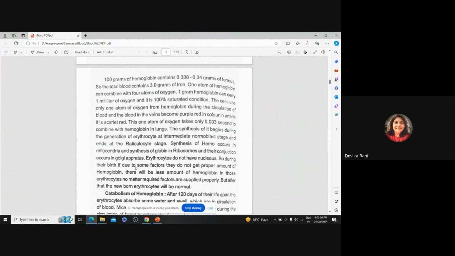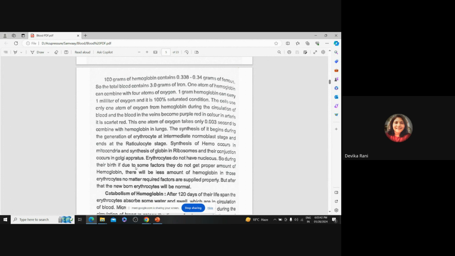Please remember this. What is the color of blood in the veins? When the blood becomes deoxygenated or impure, it becomes purple red in color. But in arteries, it has oxygen in it. When it is pure or oxygenated blood, the color is scarlet red. This is asked in the exam. So please note this, it is specifically asked, many a time, mostly. So please make a note of it.